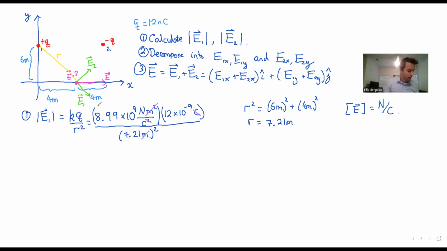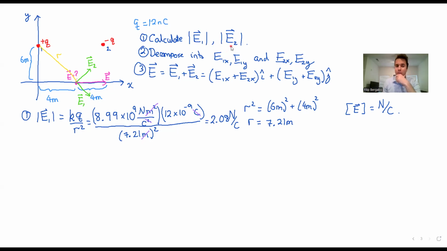And if you calculate this, what you will get, and again, I suggest trying this for yourself. Make sure that you're able to get this answer from plugging this into your calculator. I did this earlier and got 2.08 newtons per coulomb to three significant figures. Okay, so what we've done so far is just this piece. We got E1 magnitude. Next, we've got to get E2 magnitude.